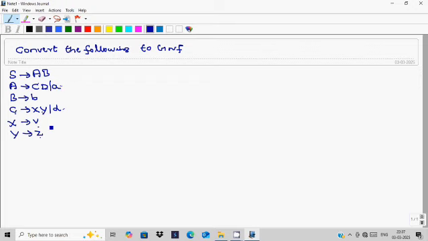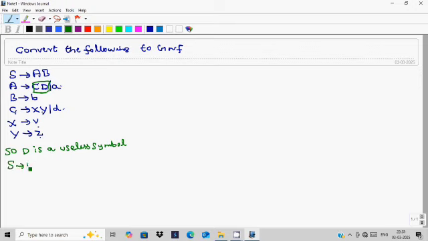So D is a useless symbol. That means we have to get rid of D. Wherever a D production is available, we have to eliminate it. D is available only in this one production, so we will eliminate that. When we eliminate that, we will rewrite every production.